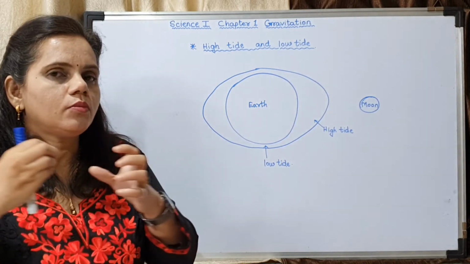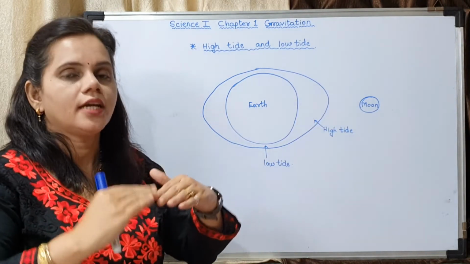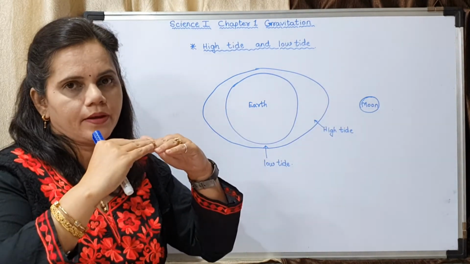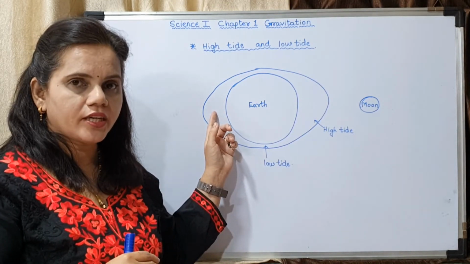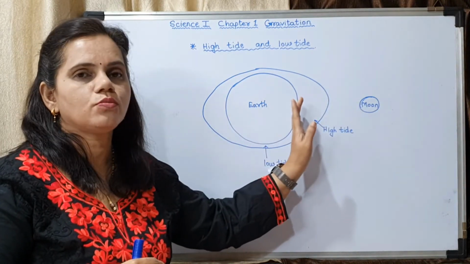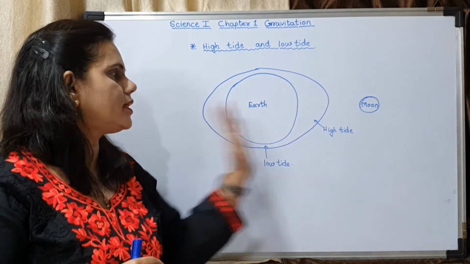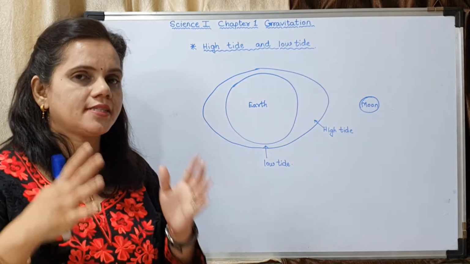Okay, the water moves towards the moon, due to which there is a bulge. It rises up, so there is a high tide here. On the opposite side of the earth, what happens? As the water is moving, the earth also moves a little, but the water does not move that much. The water remains there itself.